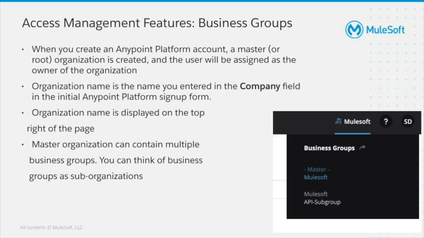As MuleSoft becomes more and more adopted in your organization across different lines of businesses, there may be a need for an isolated tenant of the Anypoint platform. Business groups come in handy in these kinds of situations. So when you create an Anypoint platform account, a master organization is created and the user will be assigned as the owner of the organization. And the organization name is the name you entered in the company field during the initial Anypoint platform sign-up. A master organization can contain multiple business groups. You can think of these like sub-organizations.